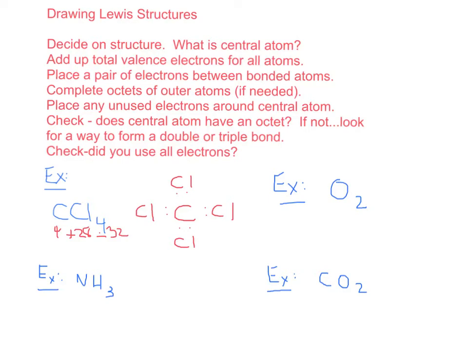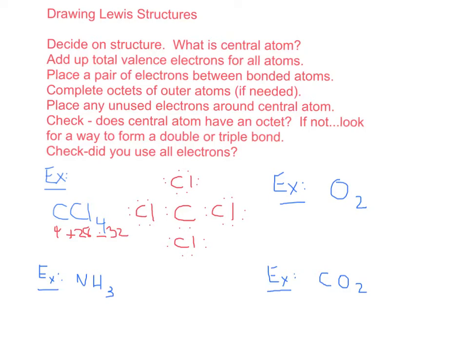Okay, so we've placed a pair of electrons between the bonded atoms. We're going to move on to the next step. We're going to complete the octets of the outer atoms if needed. Like if it was hydrogen, we wouldn't need to, but for chlorine, it needs a stable octet. So we're going to put 8, or finish filling in 8 around each one of these. So I need to add 3 more pairs to each chlorine. And you could be counting as you go, but we're experienced enough to know that they're all going to have an octet when we're done.